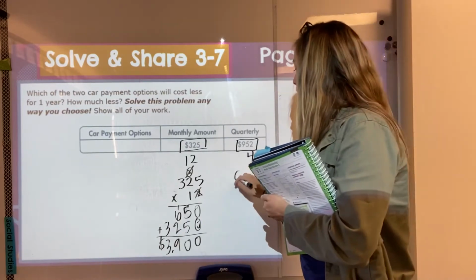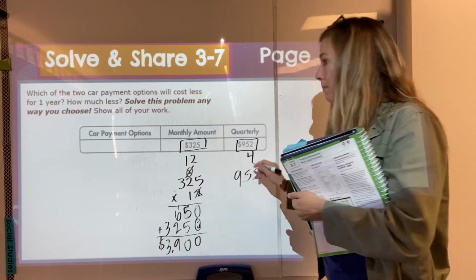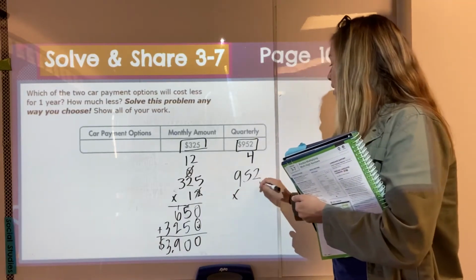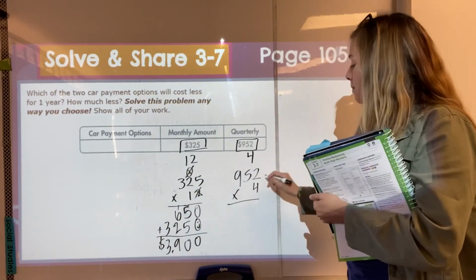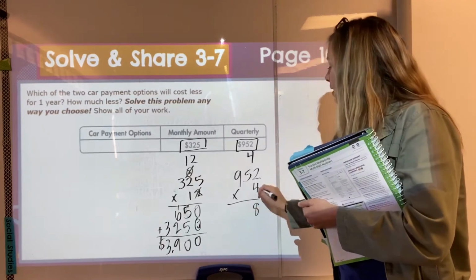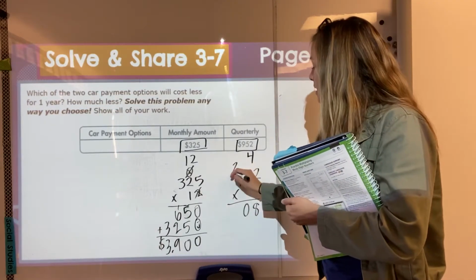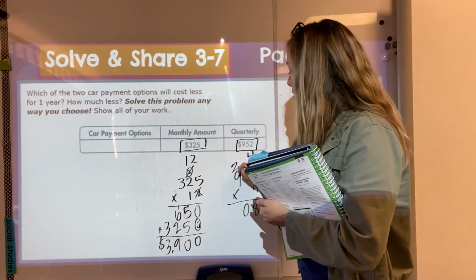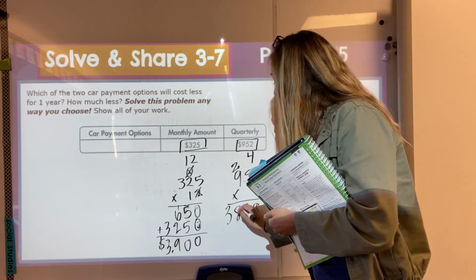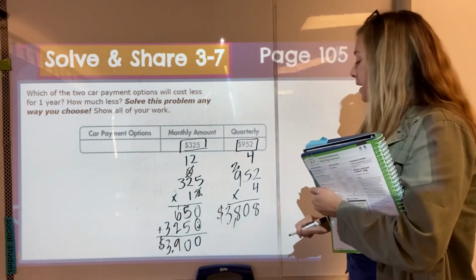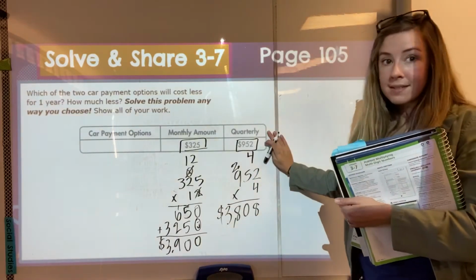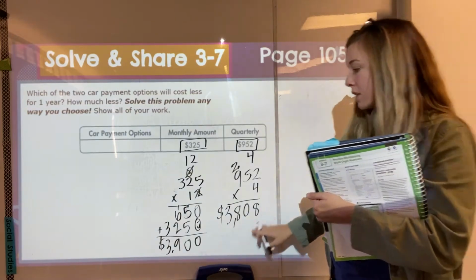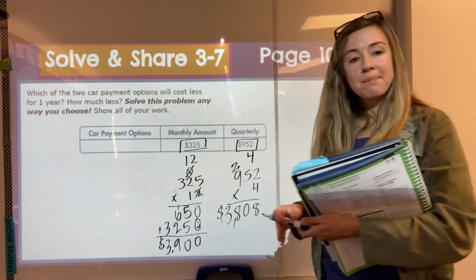Now, if I did it quarterly, so you would have to have more money at one time, but it would be spaced out. We'll take our 952 and we'll take it times 4. So 4 times 2 is 8, 5 times 4 is 20, 4 times 9 is 36, and then we have to add 37, 38. Okay, so we'll find that if you can save up your money and pay quarterly, you actually save about $100 than when you pay monthly.